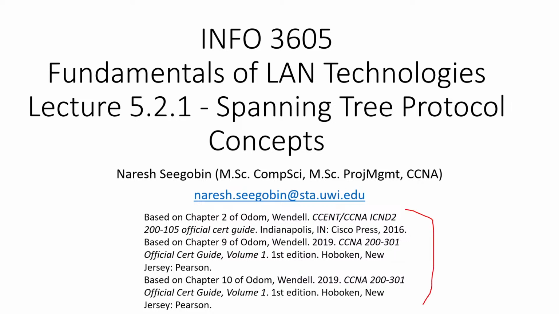Yep, a lot of chapters in this, a lot of different versions of the books, right? So it's chapter 2 of this one, the 2016 version, chapter 9 of the 2019 version, and then chapter 10 as well of the 2019. These two actually cover spanning tree and EtherChannel. They split it up into two chapters in the newer versions. In the 2024/2025 version, which we're not covering right now because that is a new revision of the course, it'll be the same 9 and 10.